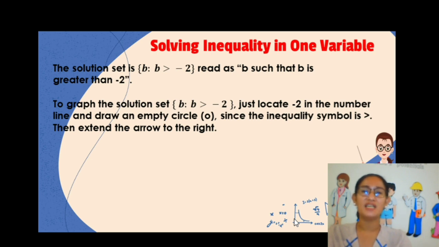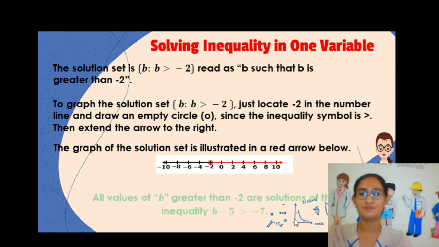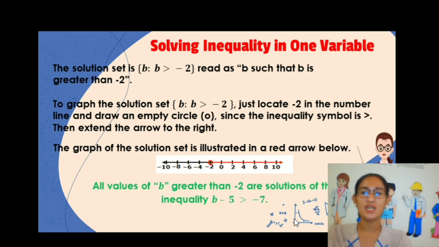The solution set is that b is greater than negative 2. To graph the solution, just locate negative 2 in the number line and draw an empty circle. Since the inequality symbol is greater than, extend the arrow to the right. The graph is illustrated in a red arrow below. All values of b greater than negative 2 are solutions of the inequality b minus 5 is greater than negative 7.